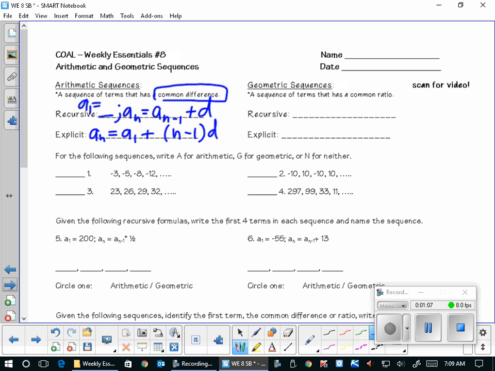Now the explicit formula is a sub n equals your first term plus n minus 1 times your common difference. Okay, and this one you need to simplify. This is the only thing you need to simplify, okay? So these are for arithmetic sequences.